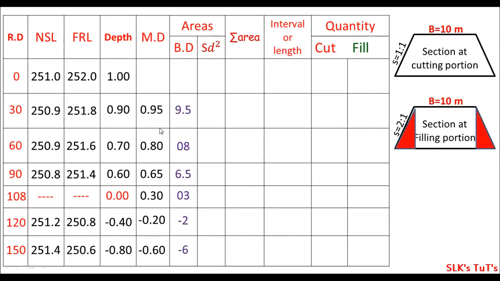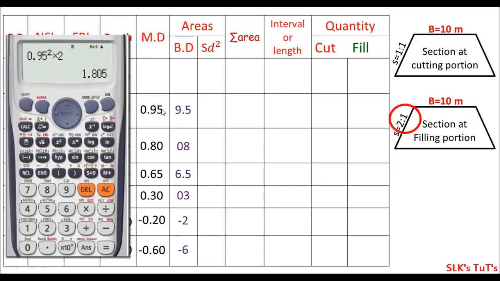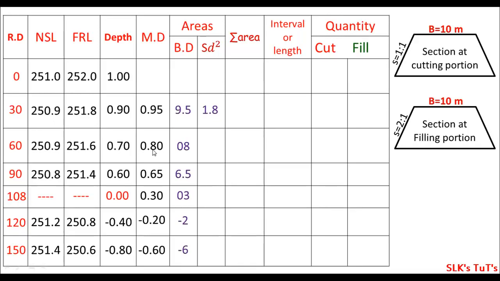You can say d square, or you can say 0.95 square. The d means the mean depth, okay? Like 0.95 square times the slope. The slope is just 2 because it's 2:1. So 0.95 square times 2, this is of course 1.8. And again 0.8 square times the slope, this is of course 1.28, and so on, right?